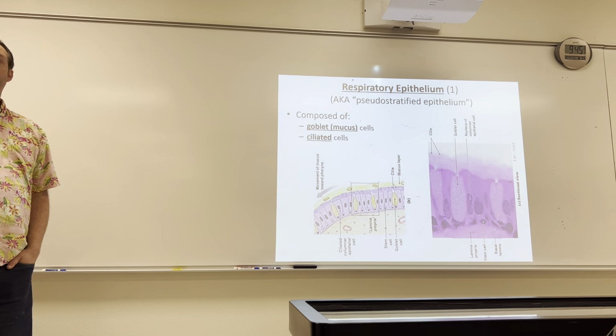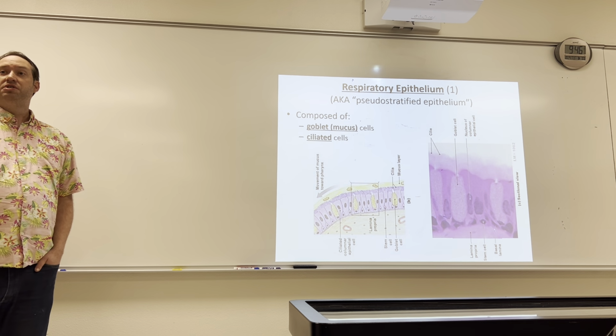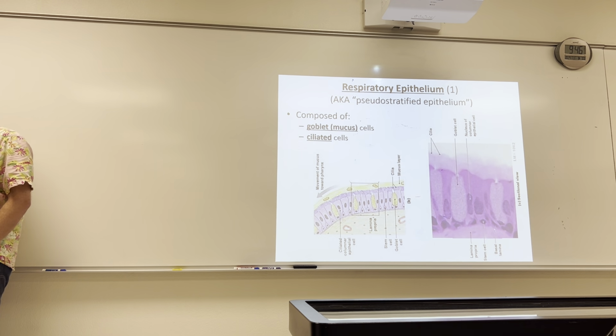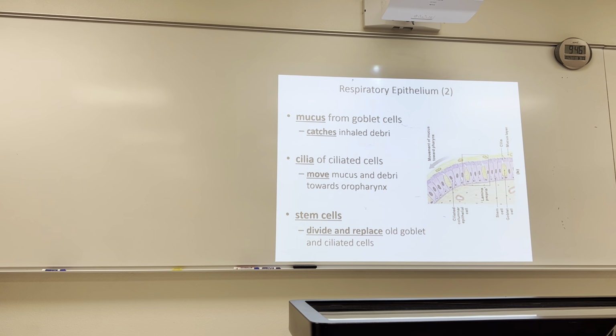The constant movement of mucus to the back of your throat is there so that every time you swallow, you also swallow that mucus. That mucus is catching all the inhaled crap that's in the air. Stem cells, like in any epithelial tissue, because there's a lot of turnover here. So mucus catches the inhaled stuff, cilia move it toward the oropharynx, the back of your throat, and you swallow it. Stem cells replace the old cells.